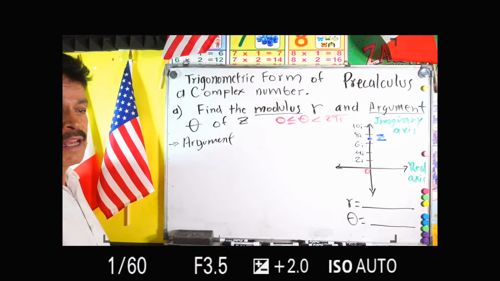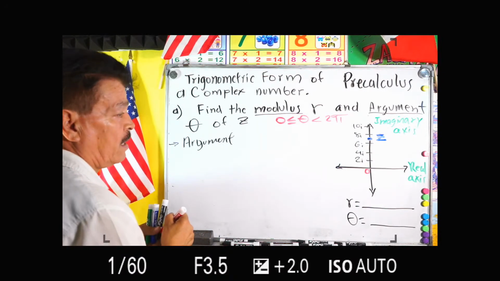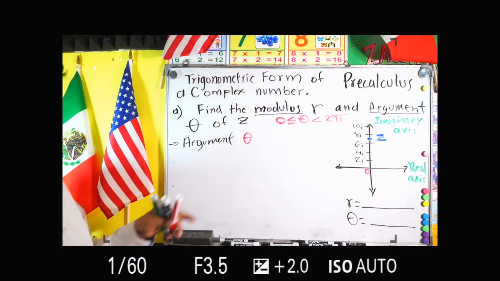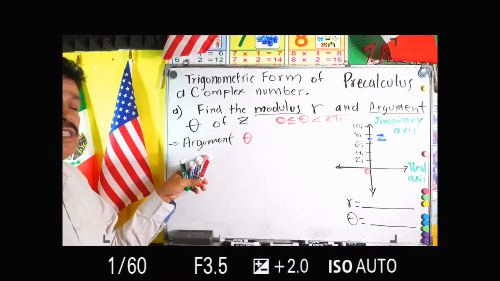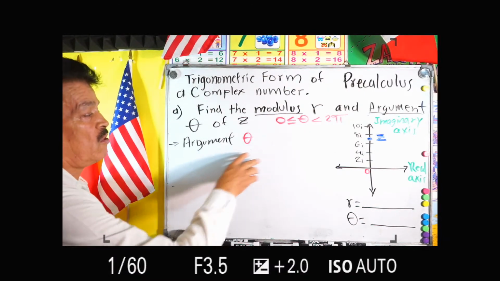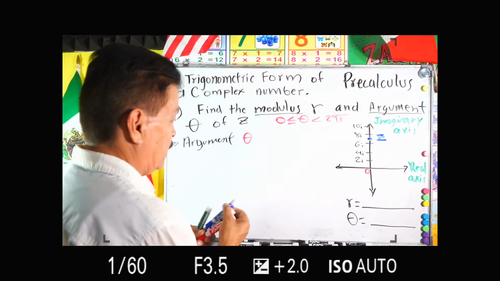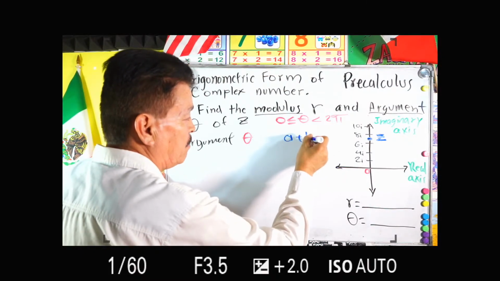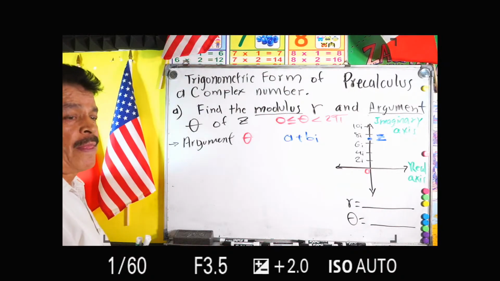Okay, the argument is about the angle. The argument, just write it like the argument of a non-zero complex number. This means the number is a non-zero complex number a plus bi. Okay.